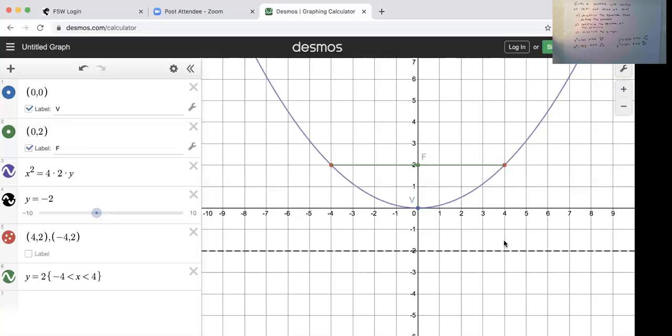So we have our equation. We have our directrix equation. y equals -2 is the directrix. And of course, we have our graph of that as well.